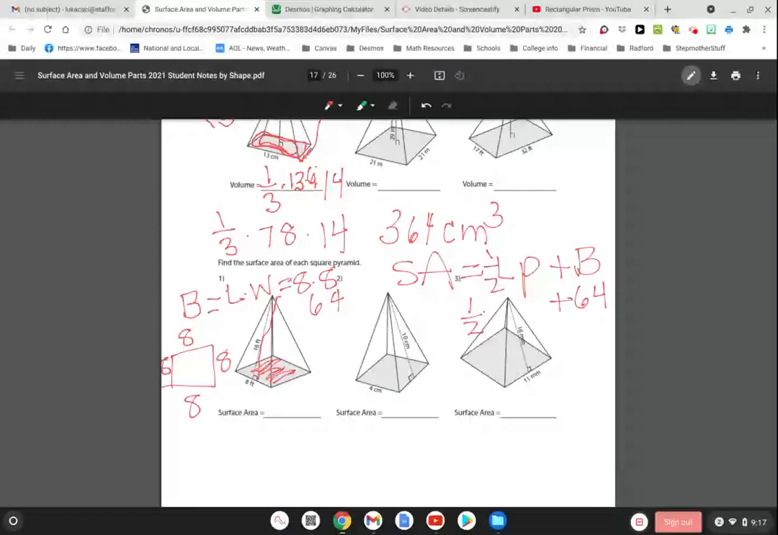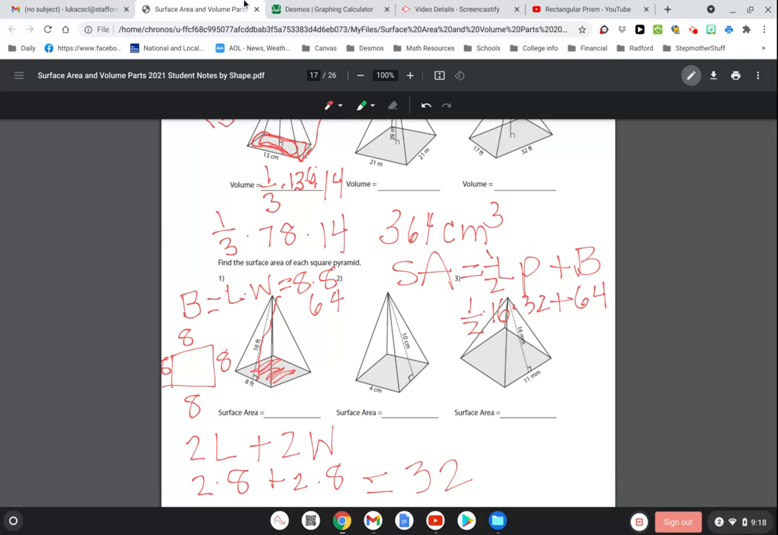Our L is 16. But wait, we don't know the perimeter. Now remember, perimeter, we have a formula for 2L plus 2W, which is 2 times 8. But because it's a square, it's also going to be 2 times 8 for the width. So that's 16 plus 16 is 32. Or you could just add up all 4 of those sides, 8 plus 8 plus 8 plus 8. That will also equal 32.